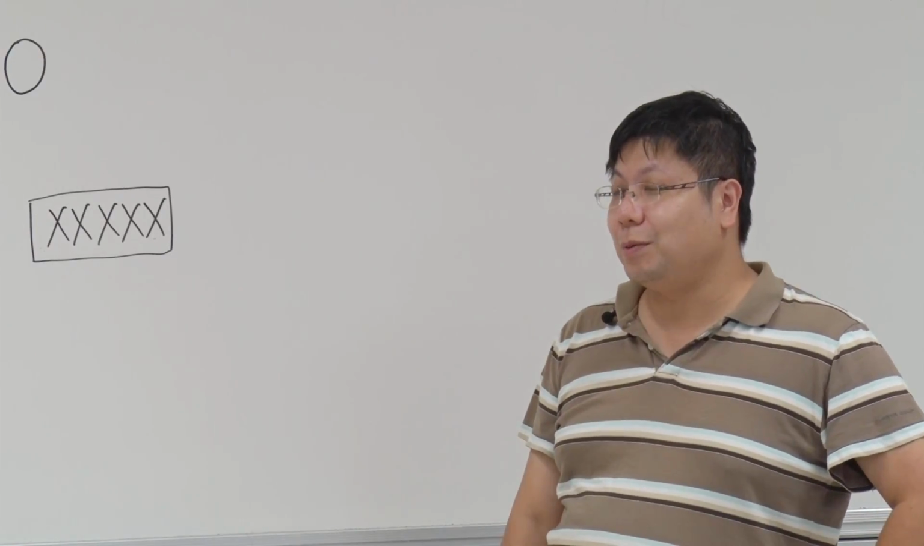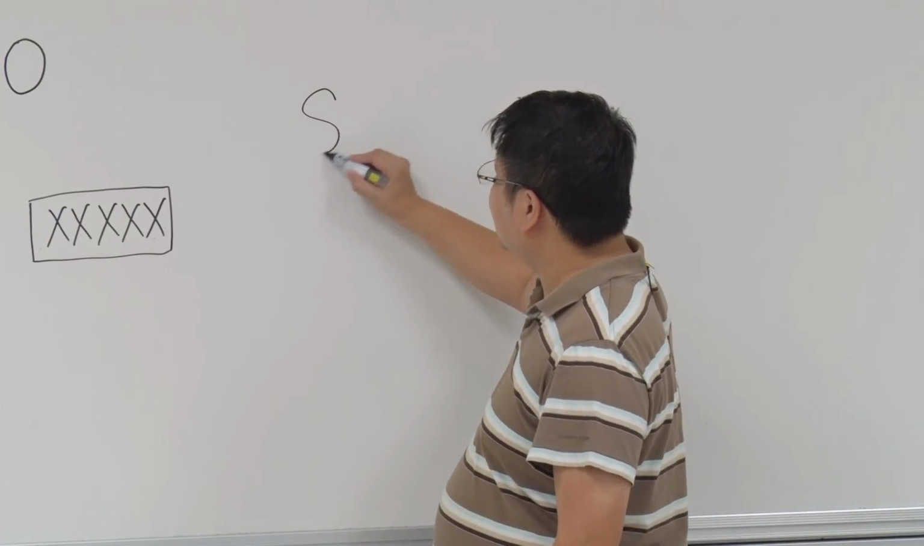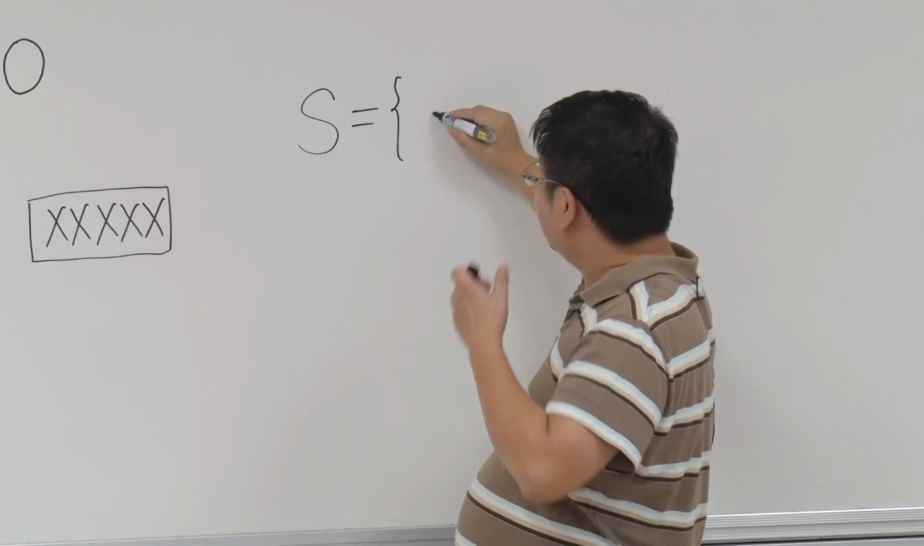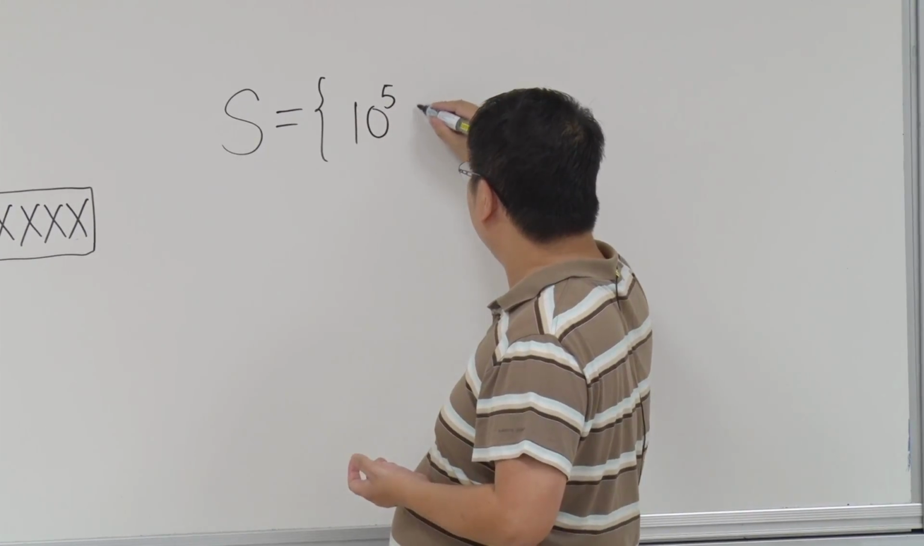So using Burnside, it will be very easy. We will consider a set S of how many items? Of 10 to the power 5 license plates.